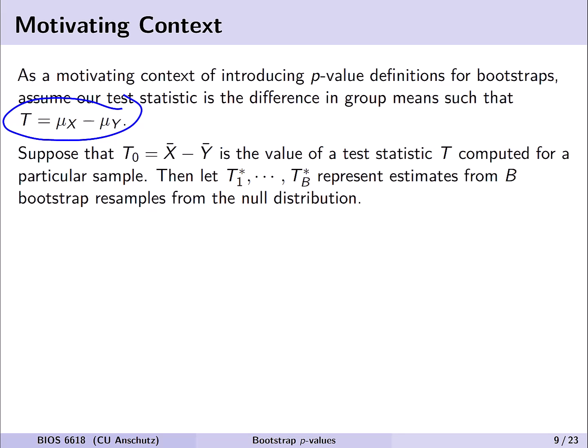Now, suppose we take a sample and we actually go out and estimate this quantity t naught, or x bar minus y bar. This will be the value of our test statistic t from that particular sample. The idea here is that we're then going to proceed to calculate T1 to TB star bootstraps, resampling from a null distribution, again highlighting the importance of that null distribution context.